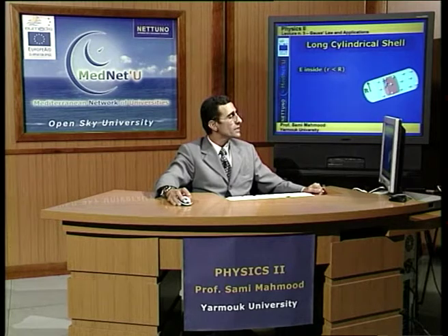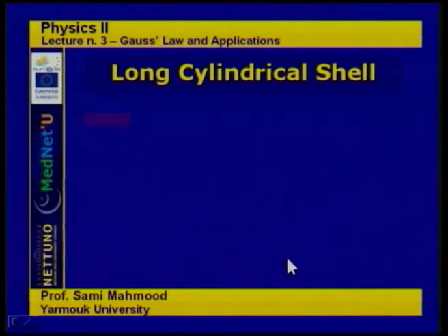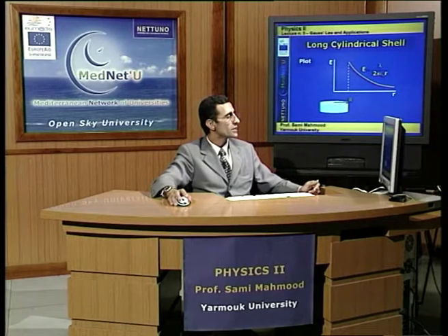E inside the cylindrical shell is certainly equal to 0. Why? Because if we take a Gaussian surface inside the cylindrical shell, the charge within this Gaussian surface is 0, because the charge is on the outer surface of the cylinder. So accordingly, the electric field inside is 0. If we plot the electric field due to a charged cylindrical shell, it looks like this: the electric field is 0 until we reach the radius of the shell. After that, the electric field decreases monotonically as 1 over r.